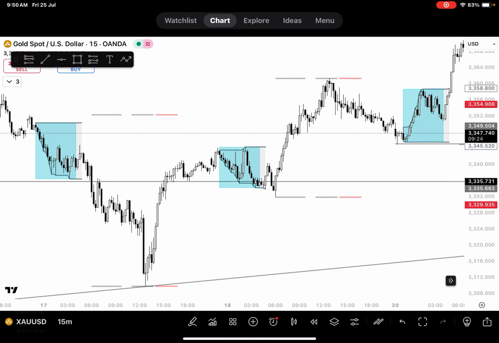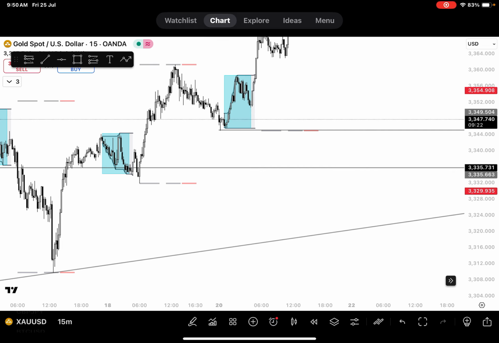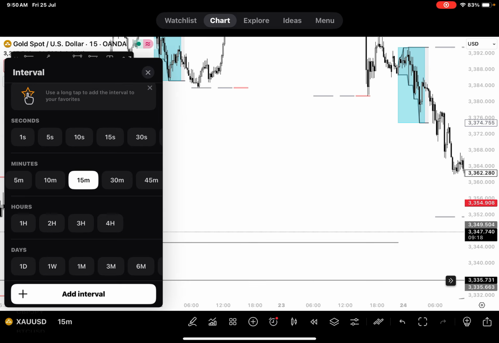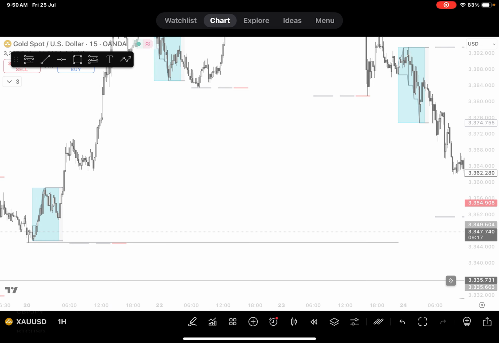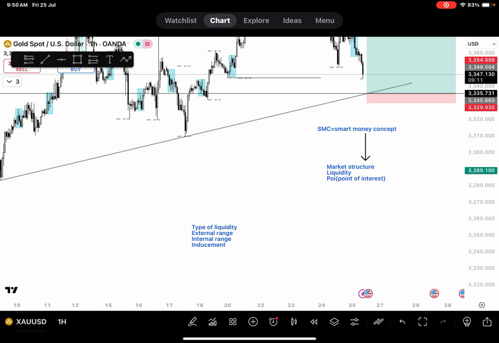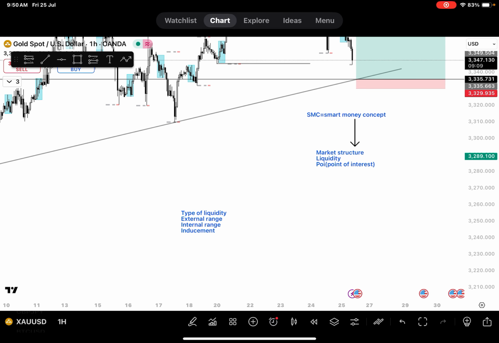If you don't understand properly, that's the best way I can explain it. Maybe not the best way, but for now that is the best way I can actually explain it to you guys. If you are confused, you can go to YouTube and get more knowledge about it. So that is what the external range liquidity and the internal range liquidity is basically all about.